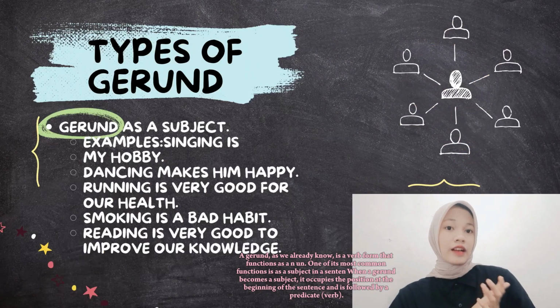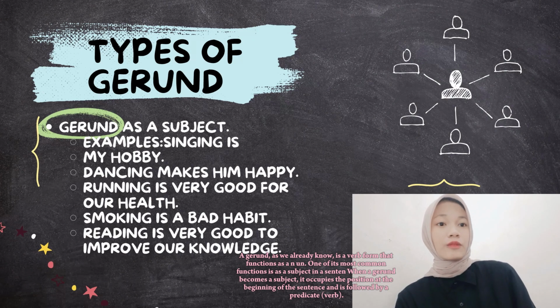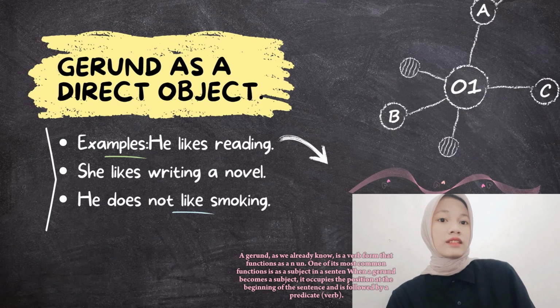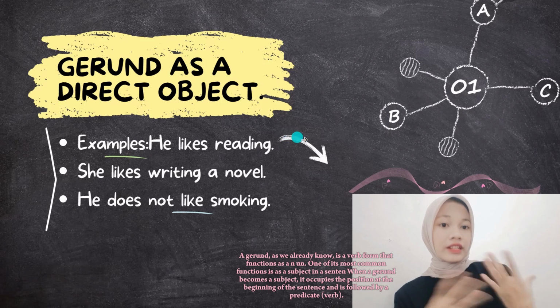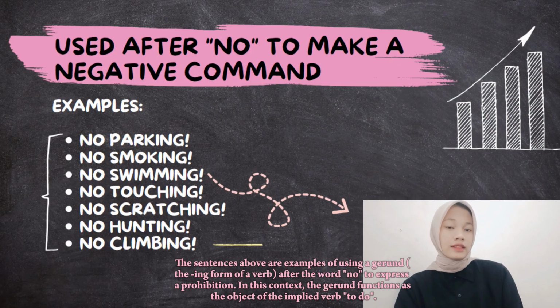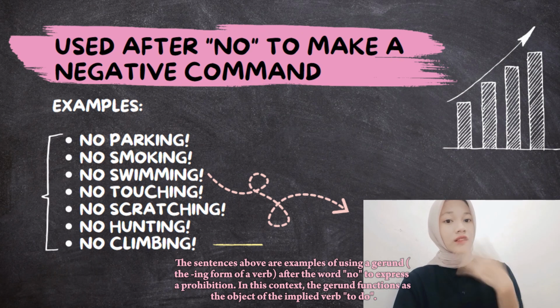A gerund, as we already know, is a verb form that functions as a noun. One of its most common functions is as a subject in a sentence. When a gerund becomes a subject, it occupies the position at the beginning of the sentence and is followed by a predicate verb. The sentences above are examples of using a gerund.